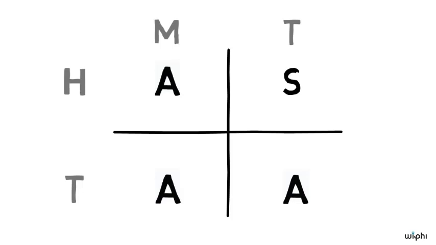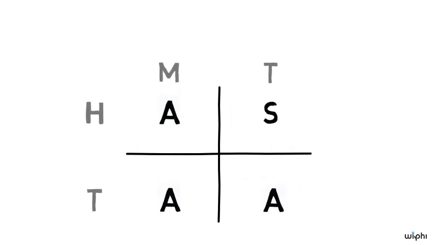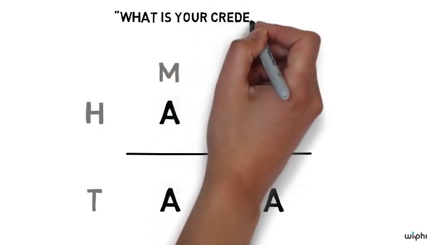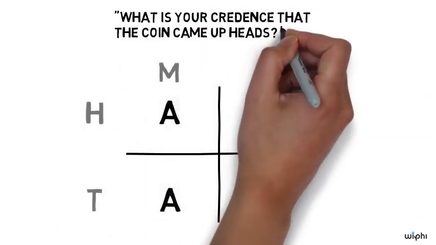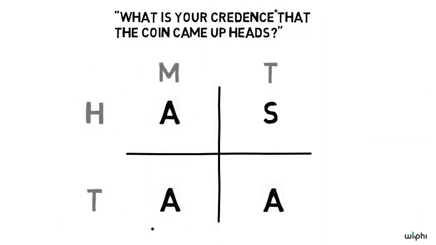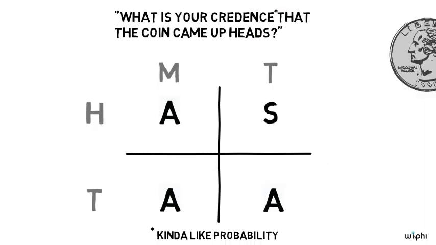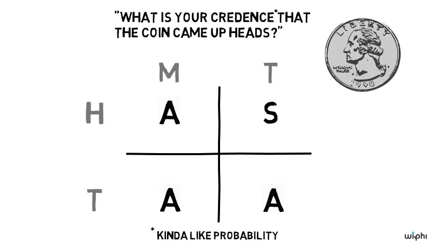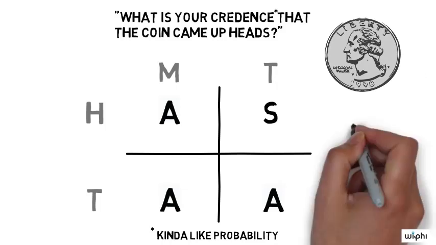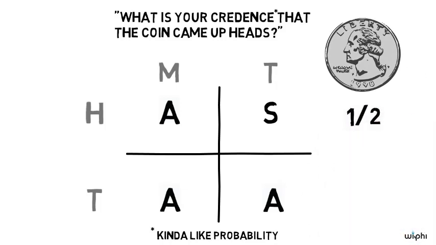Now, the first time we wake Sleeping Beauty up, we ask her the following question. What is your credence that the coin came up heads? Credence just means something like probability. So the question is basically, what do you think the chance is that the coin came up heads? Now you might think that the answer is clearly 1/2. After all, the coin was fair.